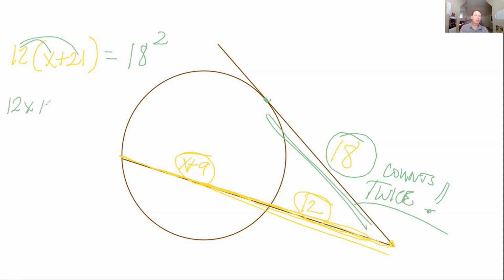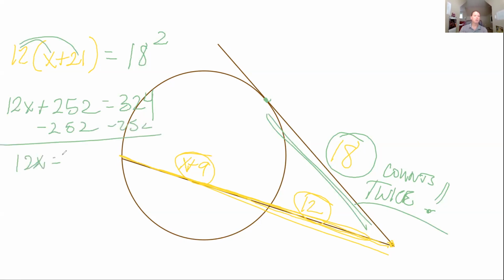12x plus, oh boy, 252. How did I do? 12 times 21, ha, crushed it, equals 324. Okay, subtract 252. And 12x equals, I hope it comes out, 72, x equals 6.